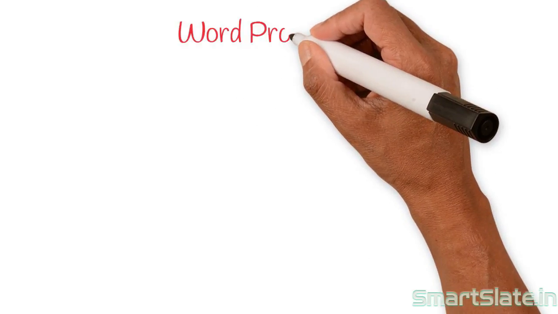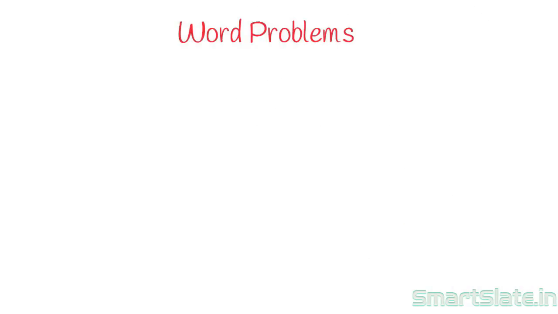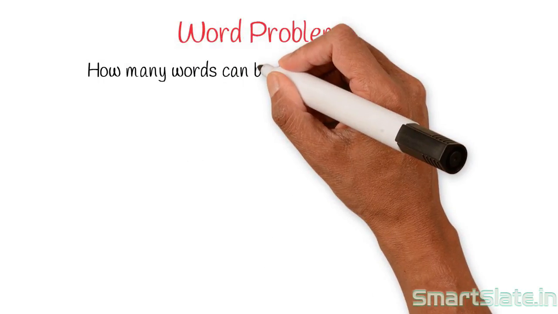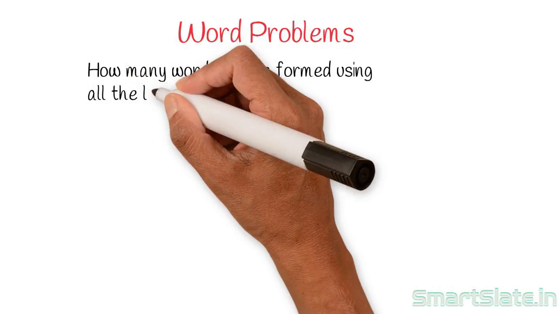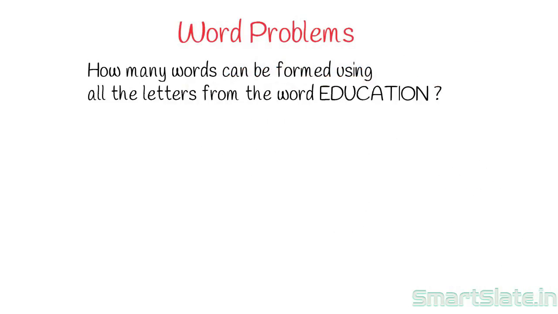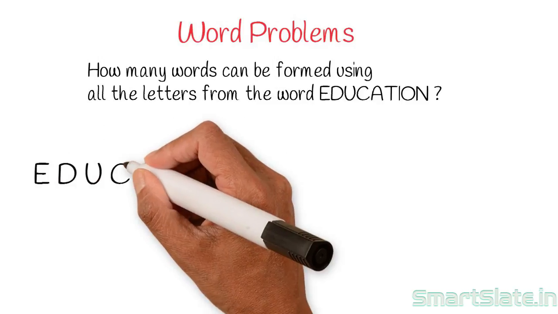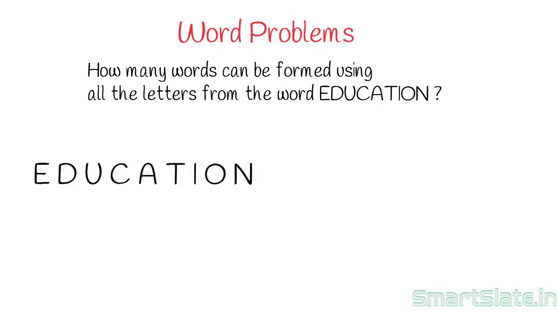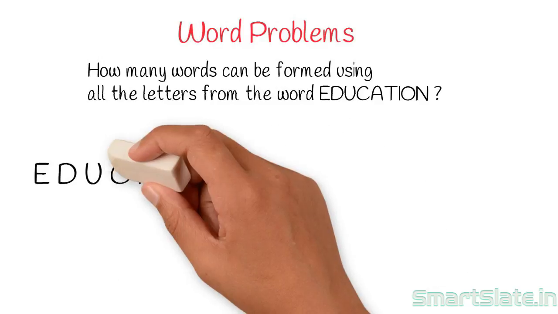Let's now start solving some word problems. How many words can be formed using all the letters from the word education? You may wonder what general formula to apply, whether to use rule of permutations or combinations. Let's arrange the letters. Switch the position of C and A.